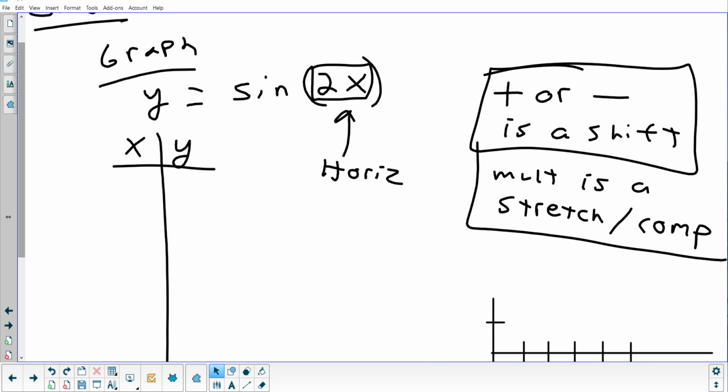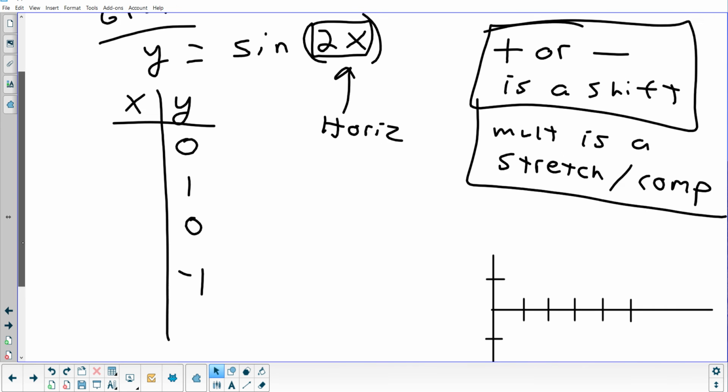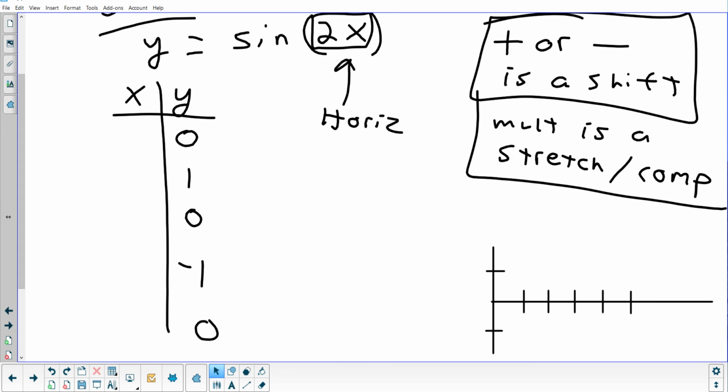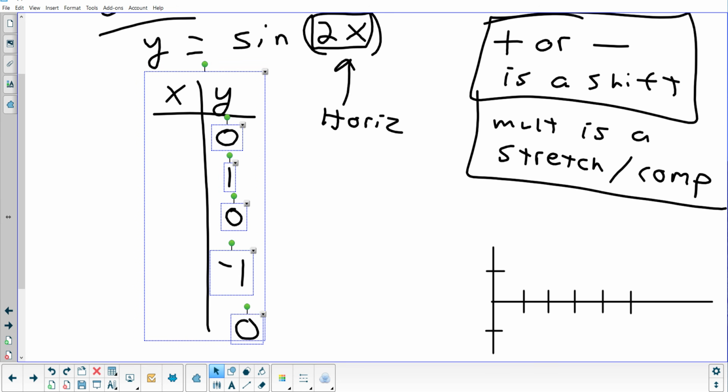So when we stretch and compress horizontally, what values do not change? Which values are going to stay exactly the same? The y's. When you stretch something horizontal, it moves left and right. It does not move up and down. So let's keep our y's the same. And can someone remind me, what are my y values for sine? 0, 1, 0, -1, 0. Perfect.